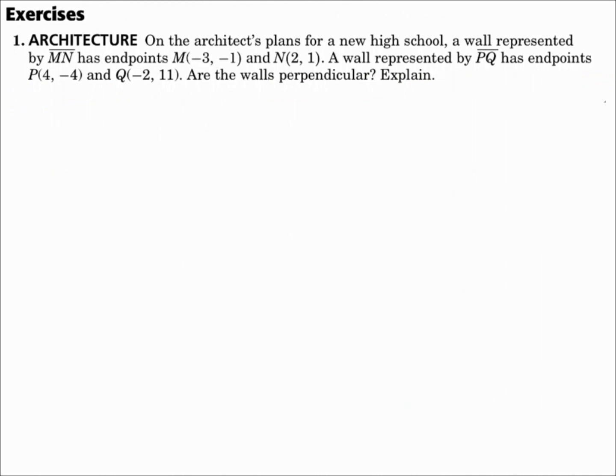Number 1. On the architect's plans for a new high school, a wall represented by a segment MN has endpoints M(-3, -1) and N(2, 1). A wall represented by segment PQ has endpoints P(4, -4) and Q(-2, 11). Are the walls perpendicular? And explain. Well, to find out if they're perpendicular, we need to know if their slopes are negative reciprocals. So let's find the slope of each line.